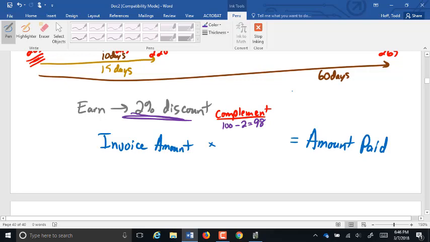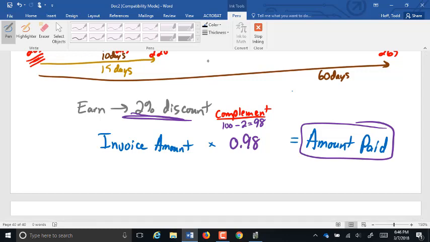100 minus 2 would be 98%. So it's the invoice amount times 0.98 that would give us the amount that has to be paid. Now let's take a look at what happens when we include the actual invoice dollar amount and a payment date into these problems.